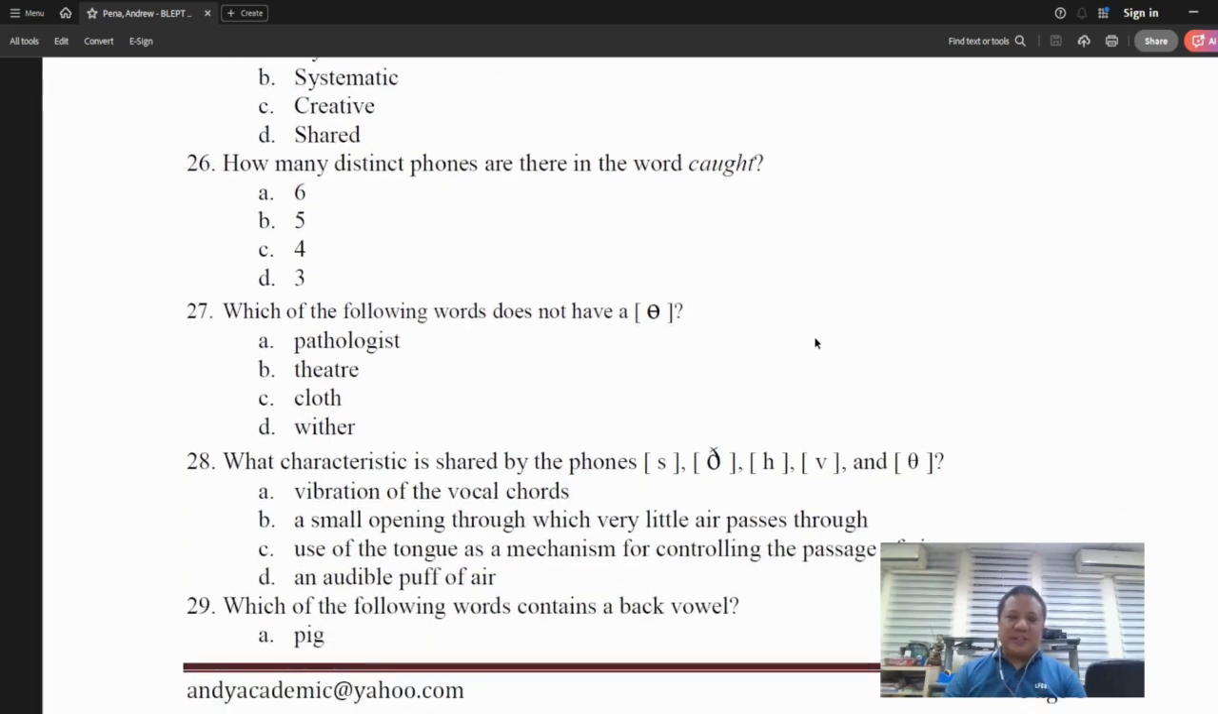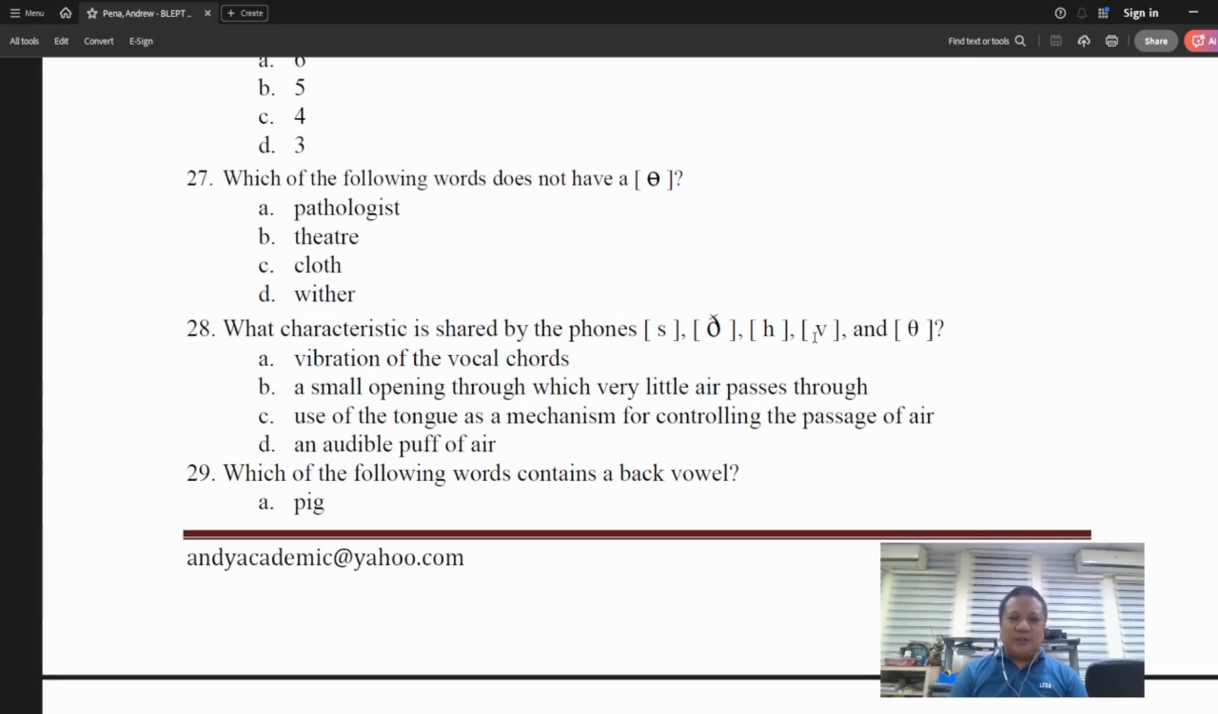26. How many distinct phones are there in the word caught? So A, 6, B, 5, C, 4, D, 3. How many distinct phones? K, A, T. So how many is that? We have 3. The answer is D, 3.